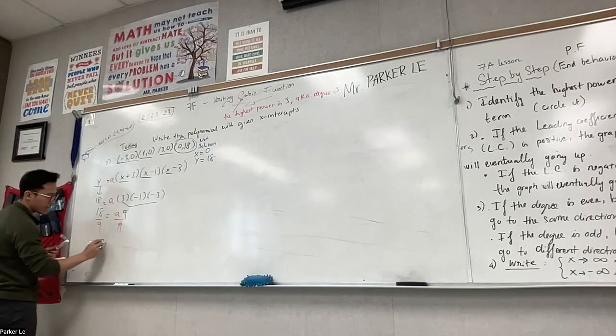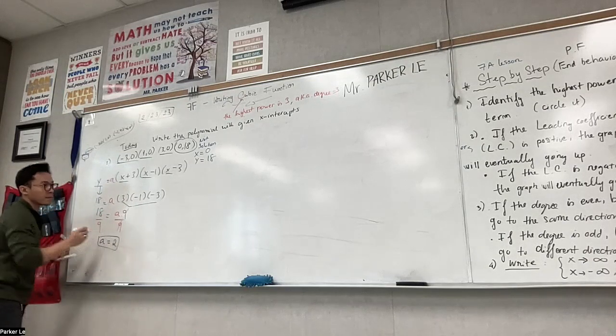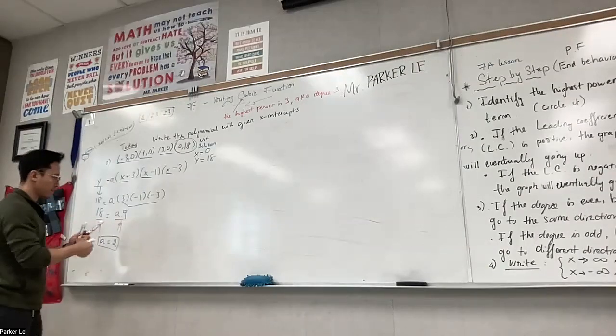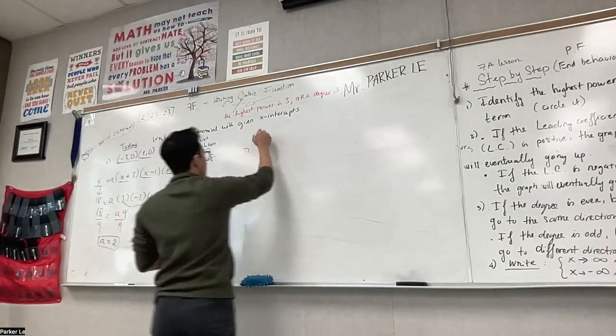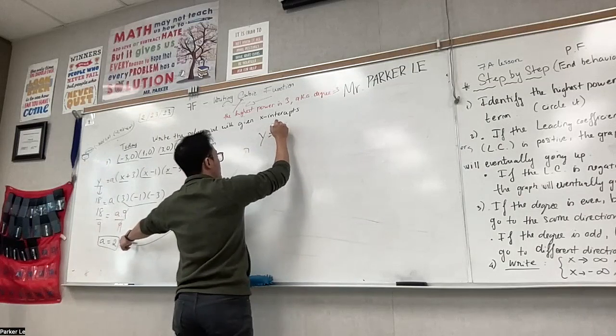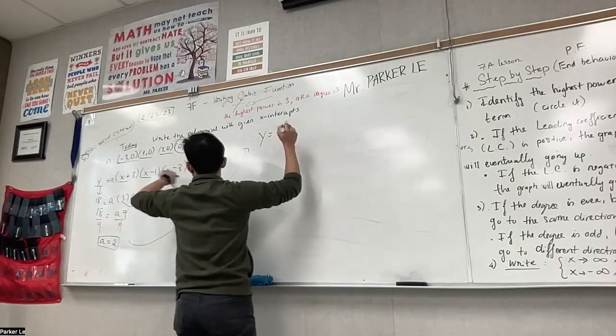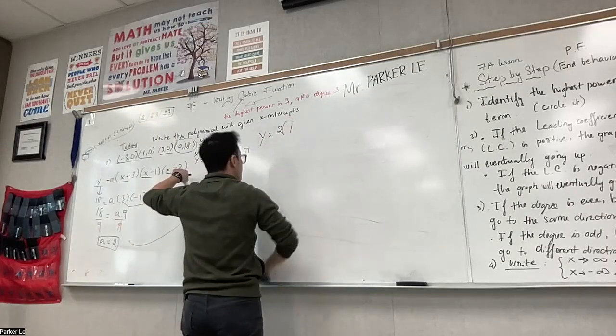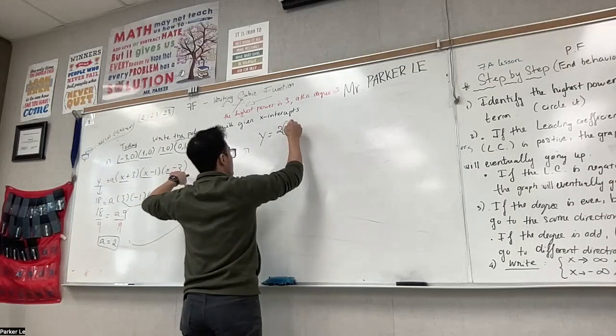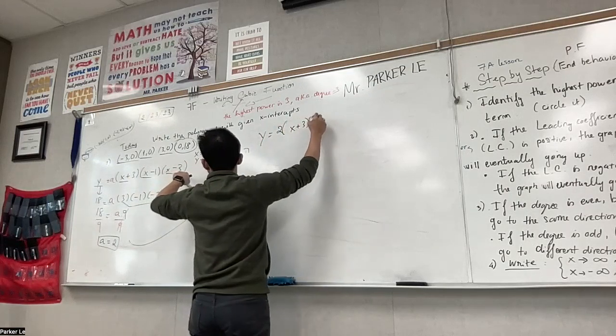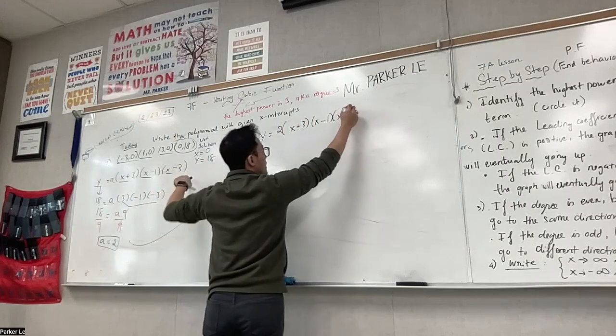So a is 2. Now what do you want to do next? Put in a to the function. Very good. So a is 2. Now I put 2. Copy this one, everything again. 2 times x plus 3, x minus 1, x minus 3.